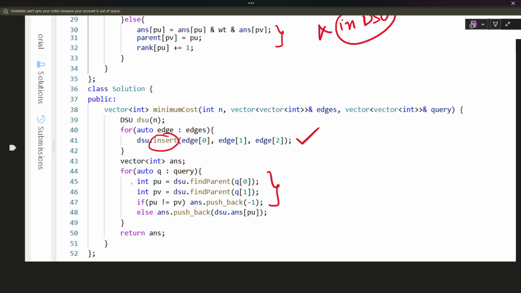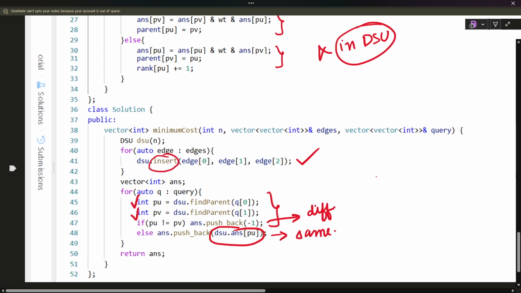We are finding the parents of both. If they are not the same, it means that they are of different components. And here they are of the same component, so we are just returning the parent's answer, because the parent will be the head and it will be storing the answer for the component. And at last we can just return the answer.